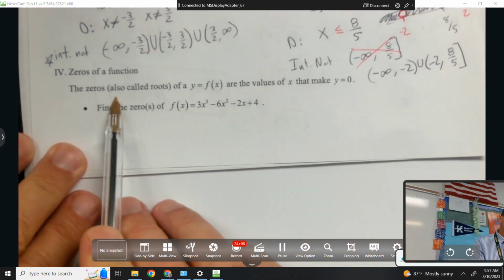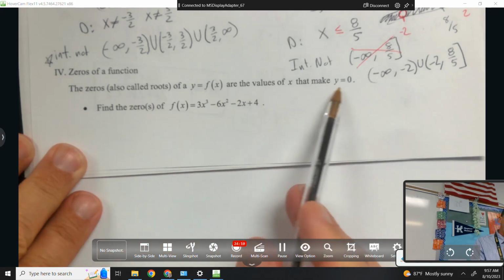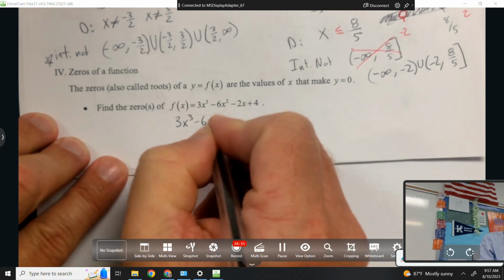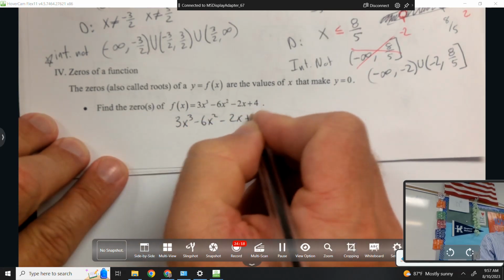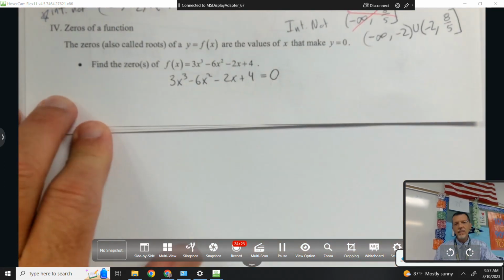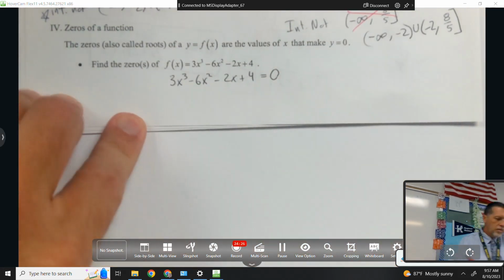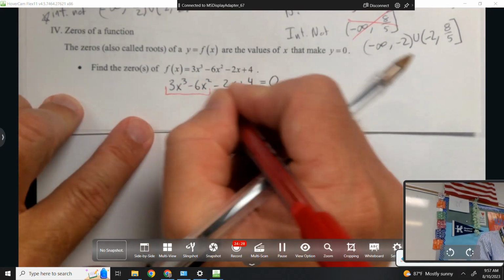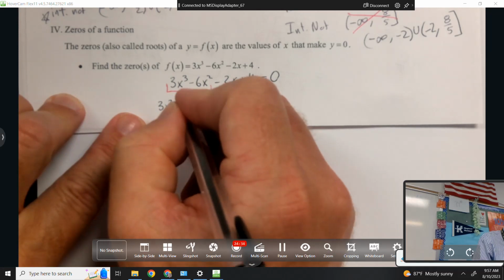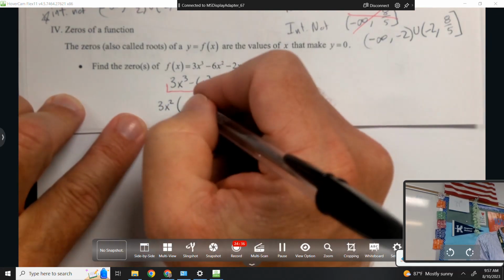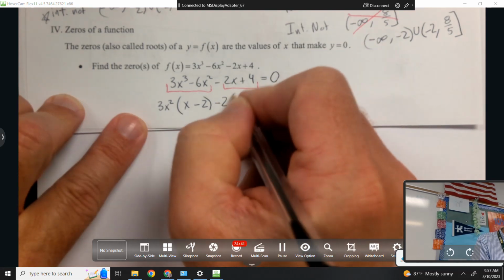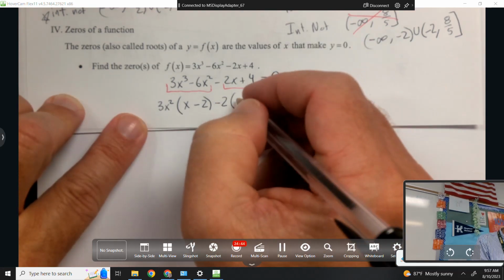Zeros of a function, zeros or roots, are things that make it equal to 0. So find the zeros of this function means set it equal to 0. I hope that factors nicely because I don't like cubic stuff. But if I factor by grouping, this is looking good. So if I factor out 3x squared, that leaves x minus 2. Then I can factor out a minus 2, and that leaves x minus 2.